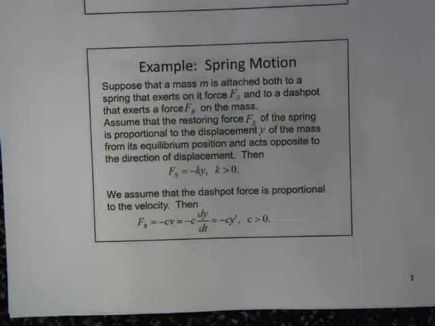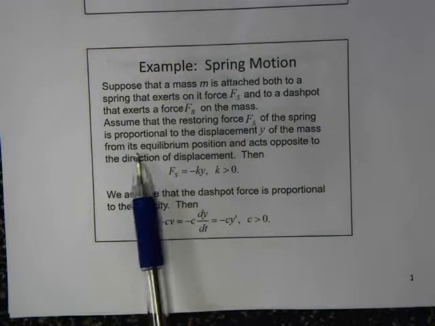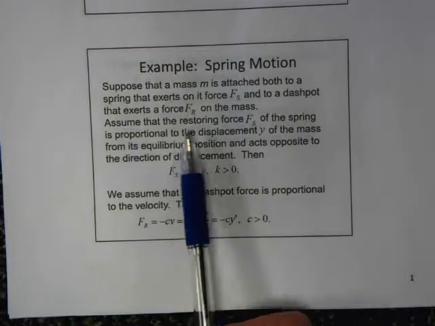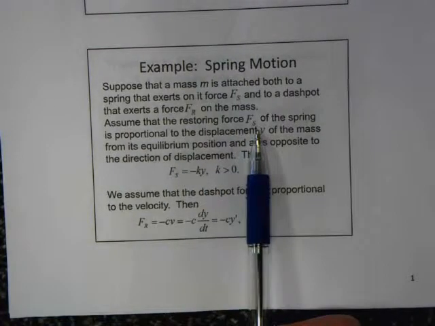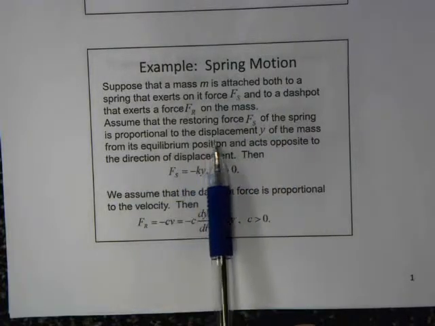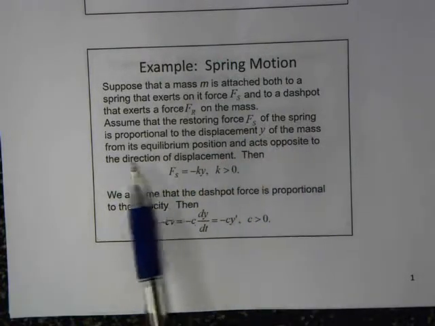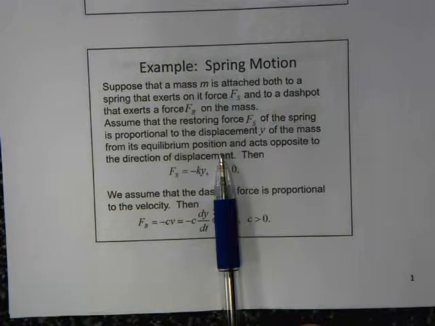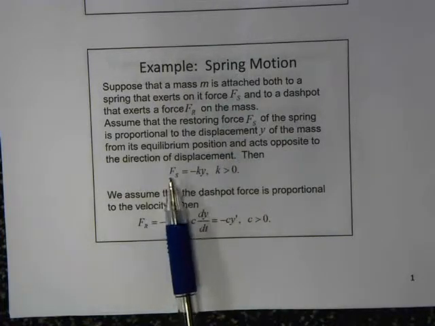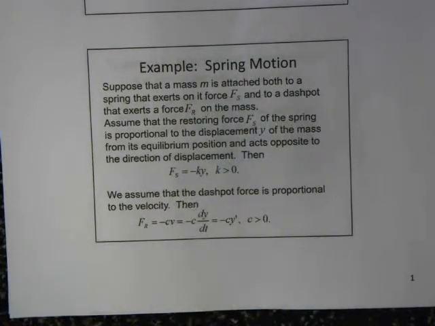So, okay. We're going to assume that the restoring force F sub s of the spring is proportional to the displacement y of the mass from its equilibrium position. And in which case you get force equals minus ky.